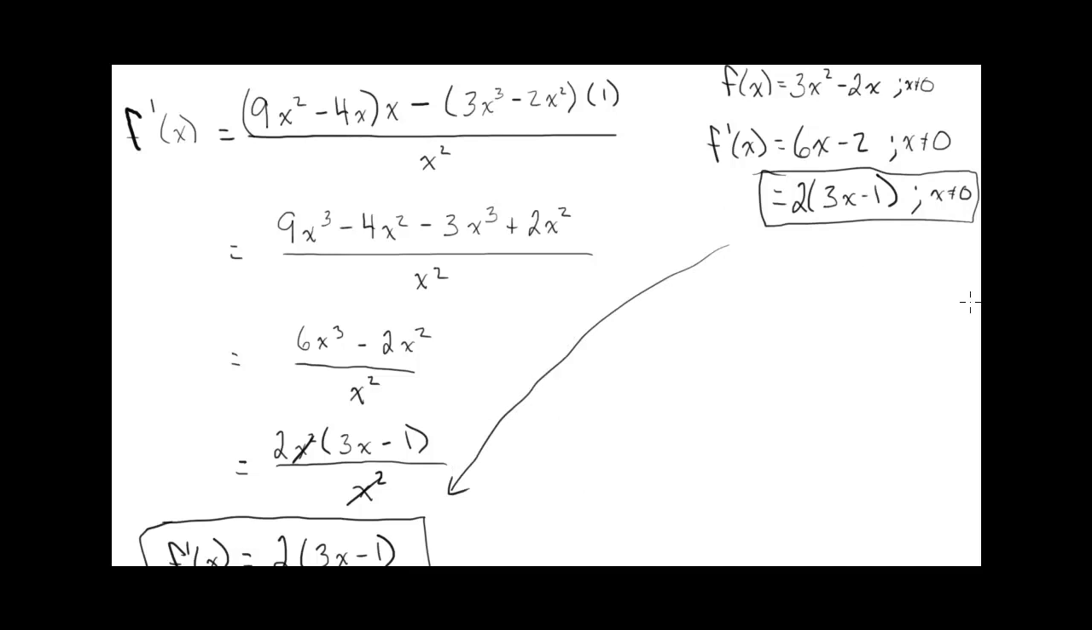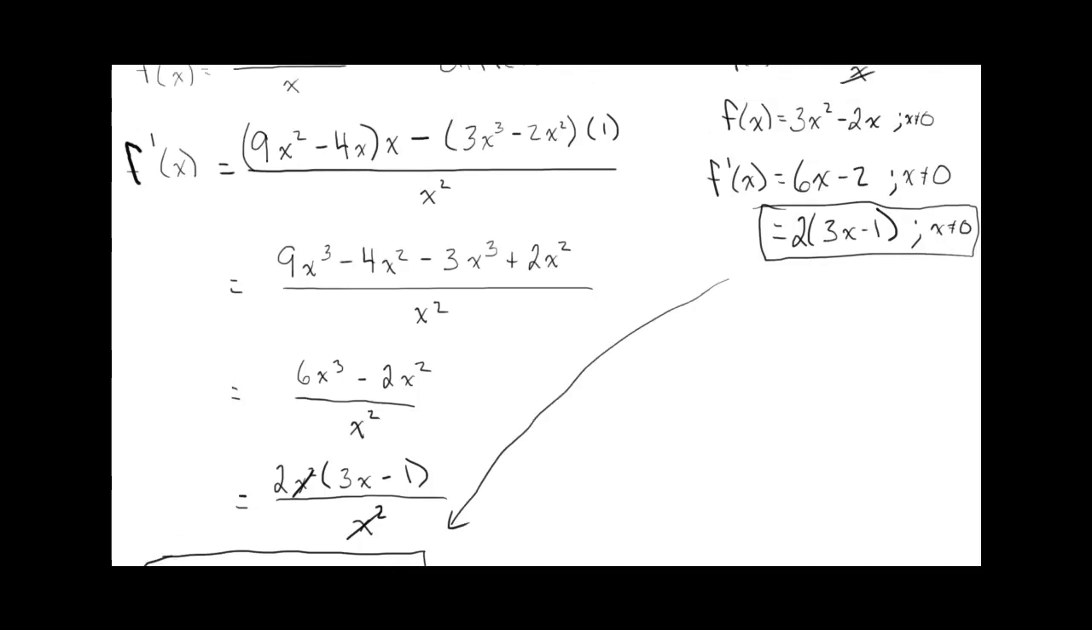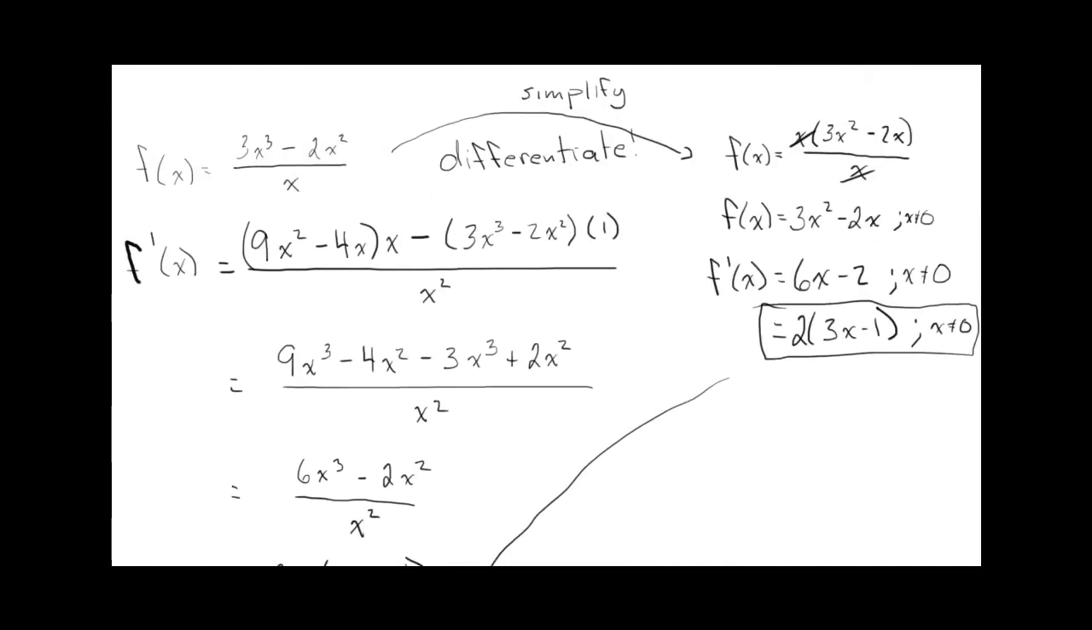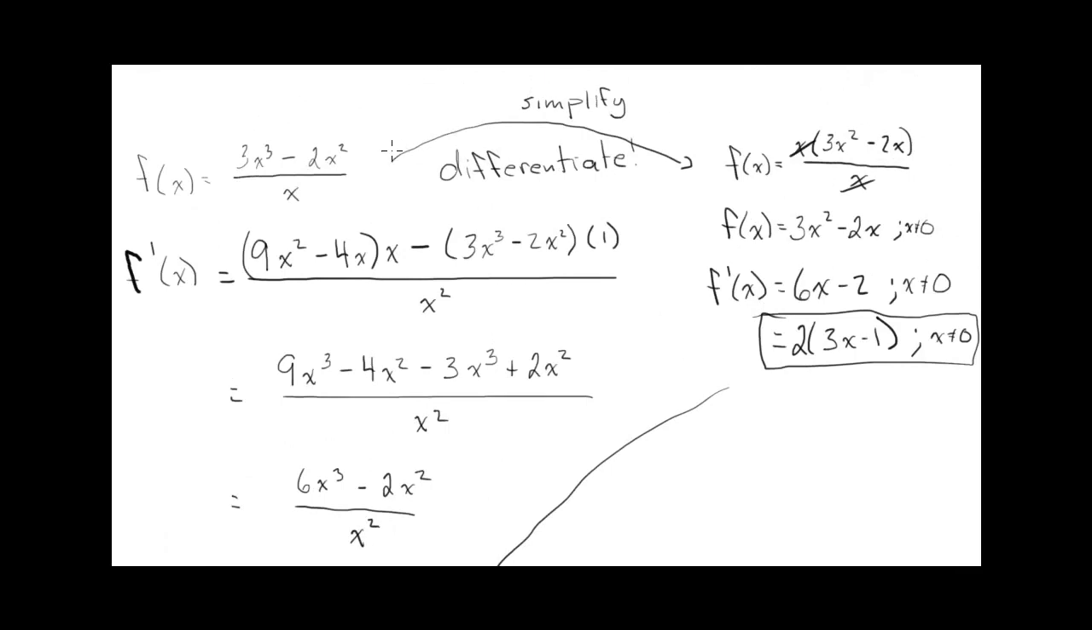So essentially the reason I showed you this example was to show you that when using the quotient rule, it might be best to simplify first. Okay, so don't go straight to the quotient rule unless you've already tried simplifying. So that's the moral of this derivative. Simplify before you take a derivative.